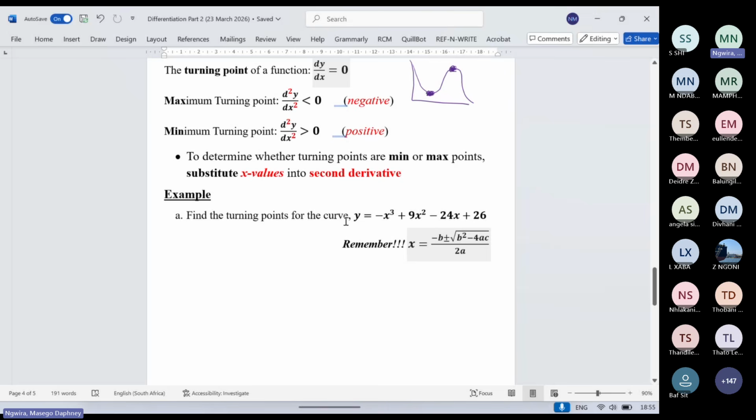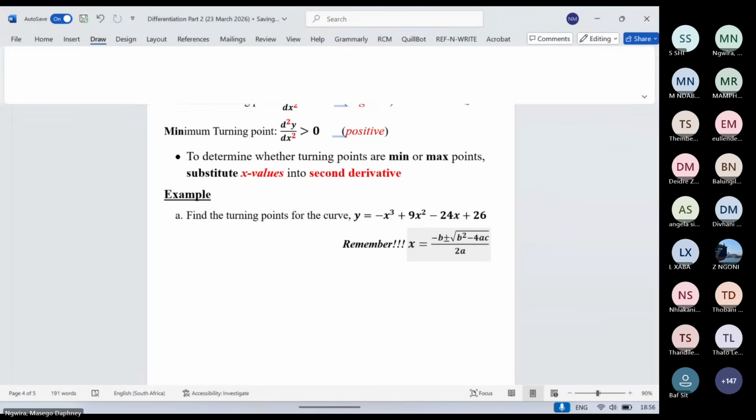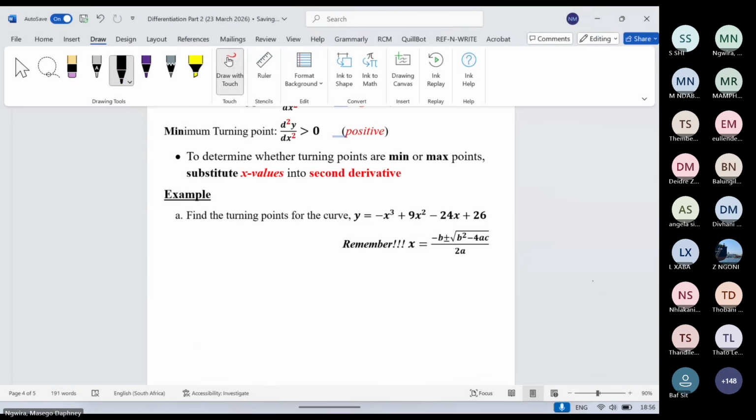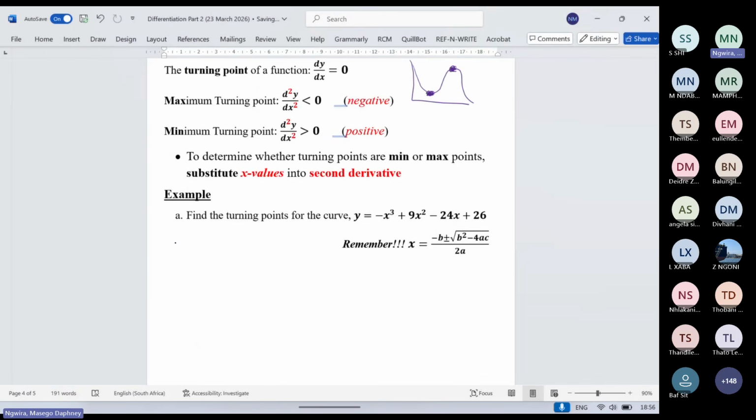So we're gonna derive first. Firstly, we need to find the dy over dx. So the derivative of my y with respect to x is going to be equal to, you derive the negative 3x cubed.